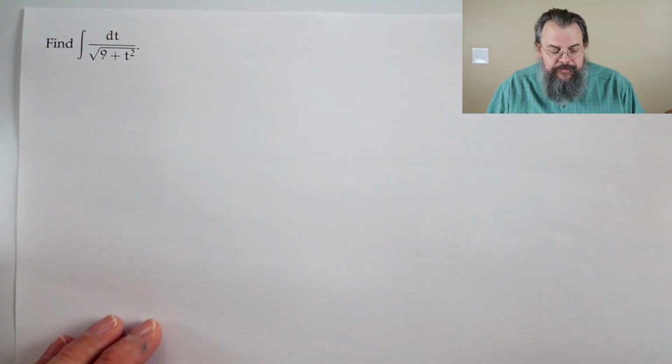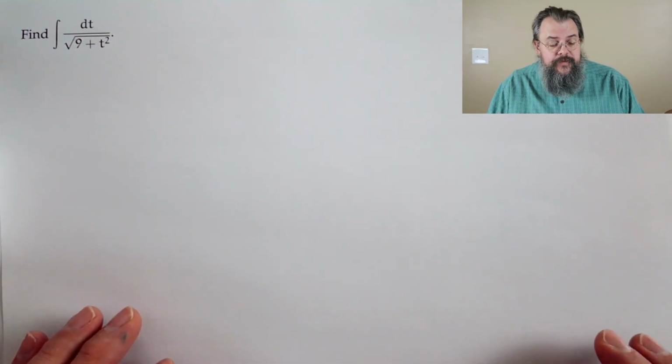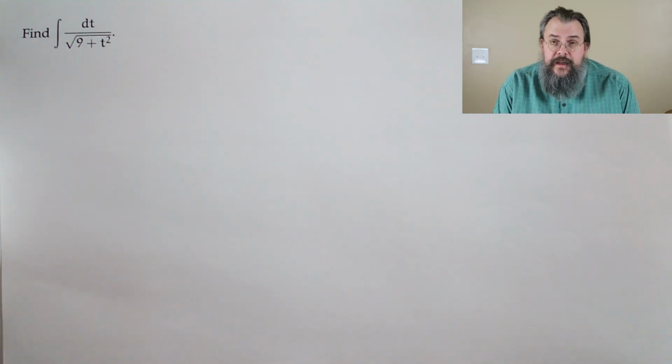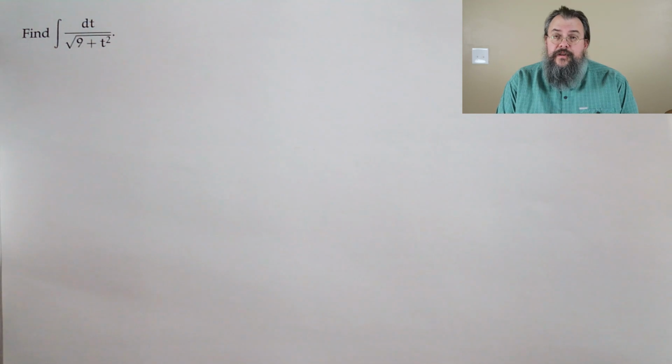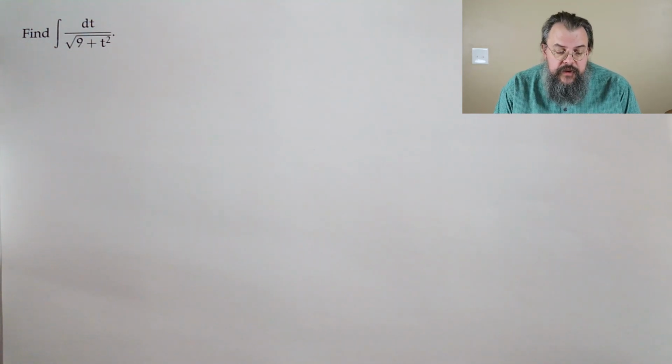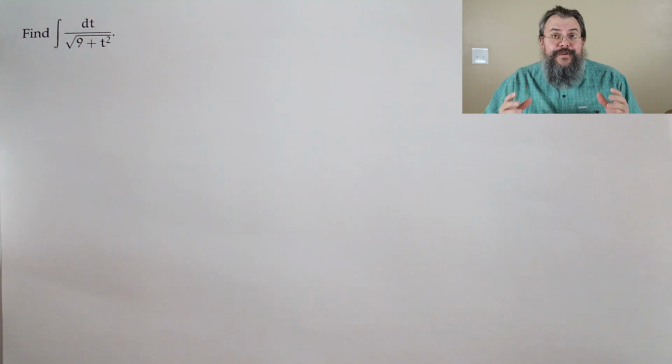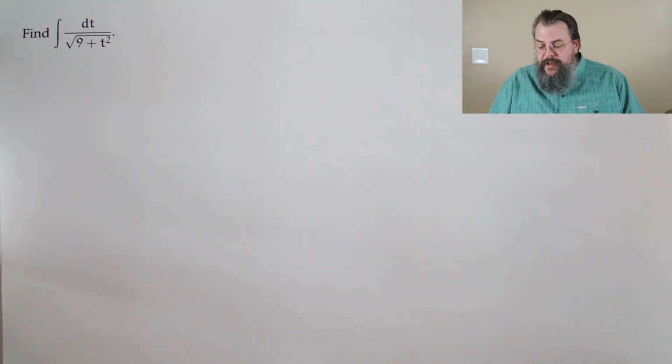Well, let's keep going. More problems. Oh, don't worry, we're not going to run out of problems anytime soon. So, our next one. Find the integral dt over the square root of 9 plus t squared. Okay, good. Now, we see a square root, so we're definitely like, oh yeah, trig substitution. Good. And as we think of trig substitution, we think of what's the right form.